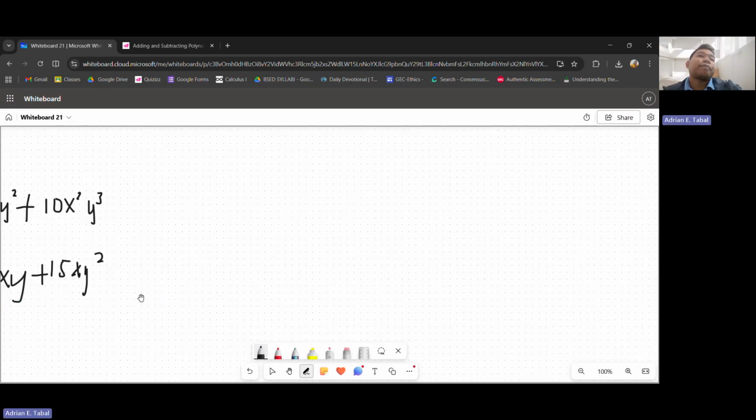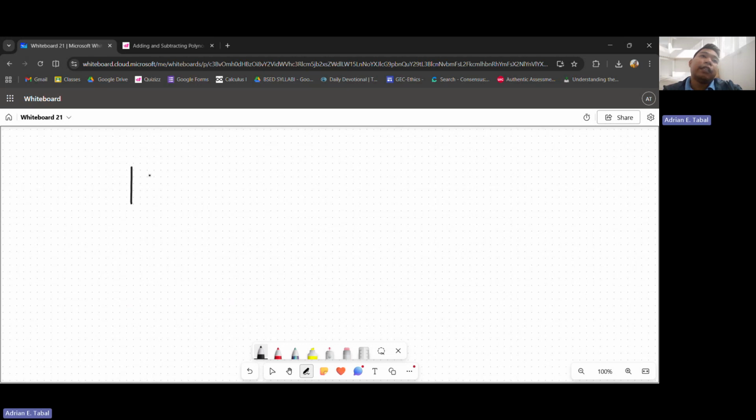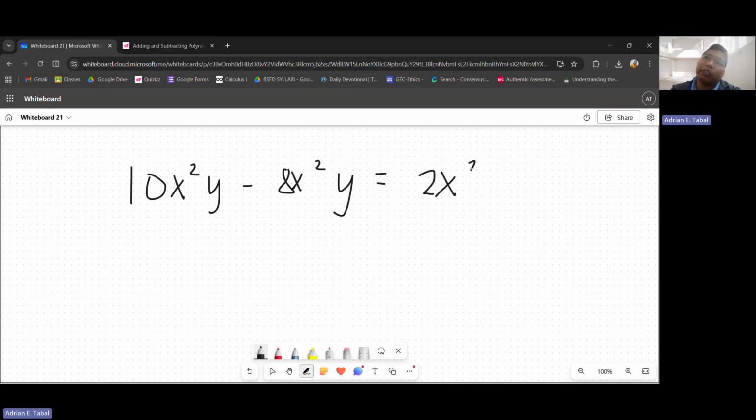For example, we have 10x squared y minus 8x squared y. Since they are like terms, we will just subtract the numbers or coefficients. 10 minus 8, that is 2, and copy x squared y. Next, let's have 11xy minus 8x squared y plus 2xy.